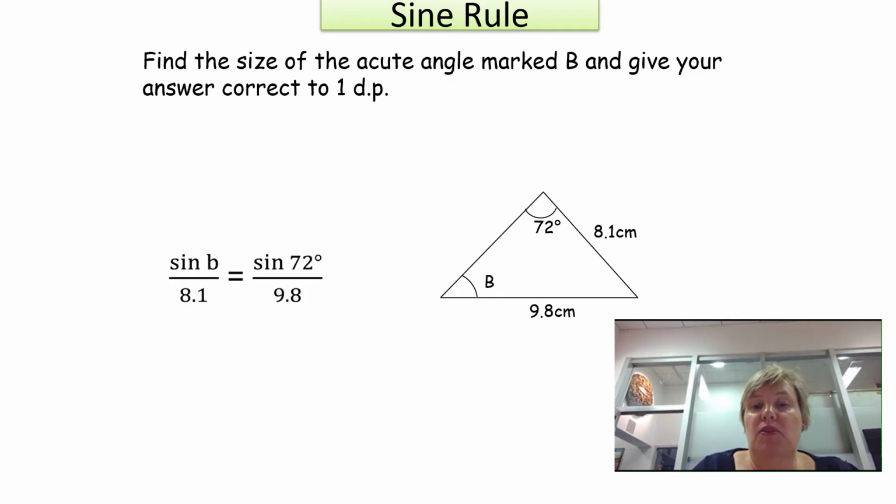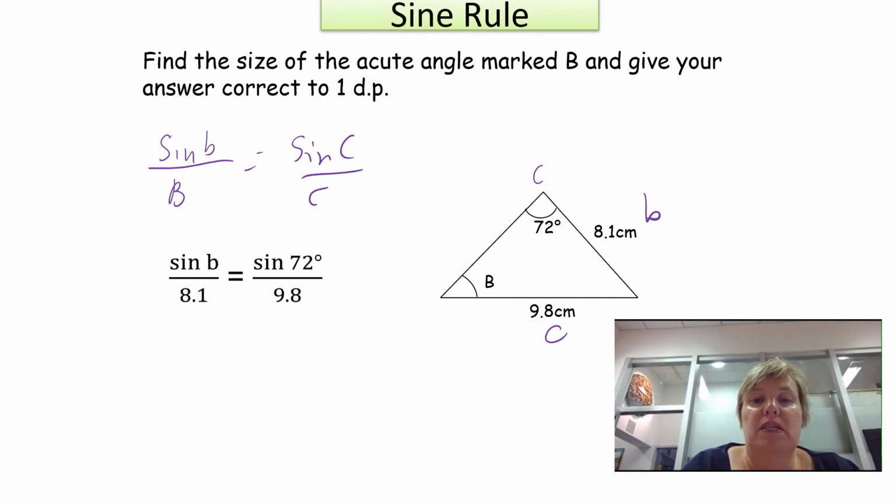This time if you have a look, I've got angle B here, so this is little side b, and I'm going to call this other side c just because I can, so this is little side c and angle C. This time I'm going to use the 2 pieces that say sine B over b equals sine C over c. It won't matter what you label it. Here is sine B. I don't know what that angle is. I'm looking for it. It's over its pair of 8.1.